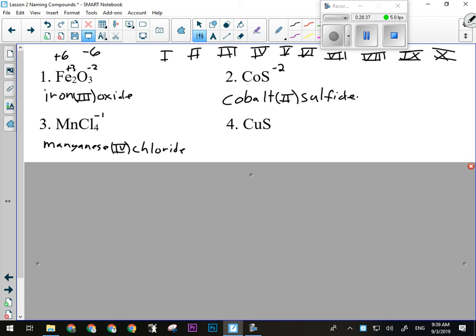Then our last one here, we already did this one, copper and sulfur. Sulfur is always a -2, so that means this must be the copper with the 2 plus charge. So this will be copper, Roman numeral 2, sulfide. It's not terribly hard to do. What's hard is to remember to do it. That's what most people forget.